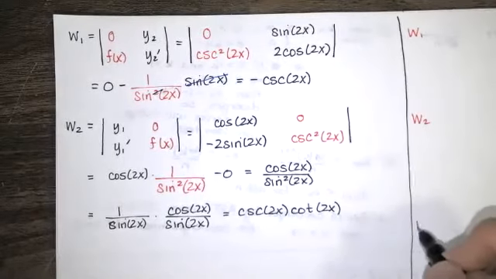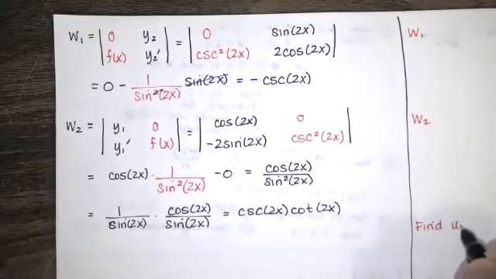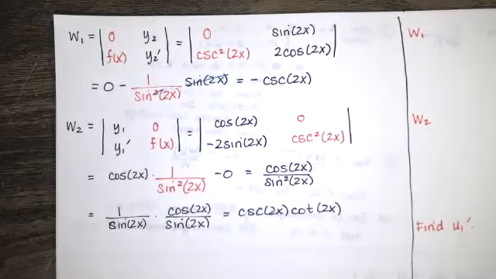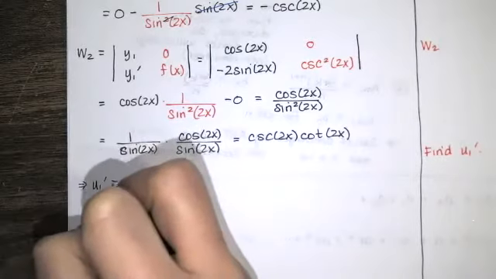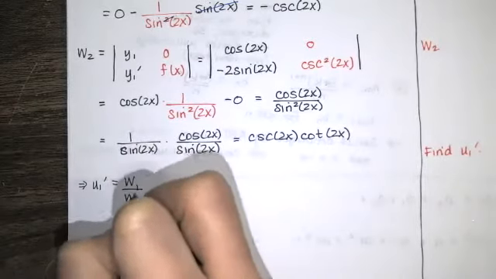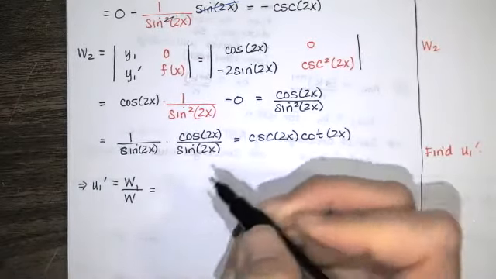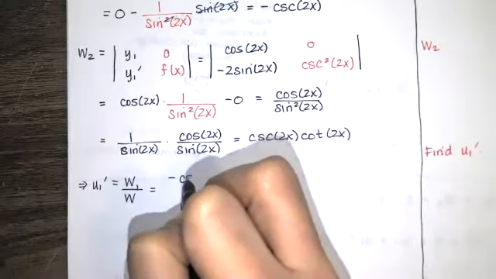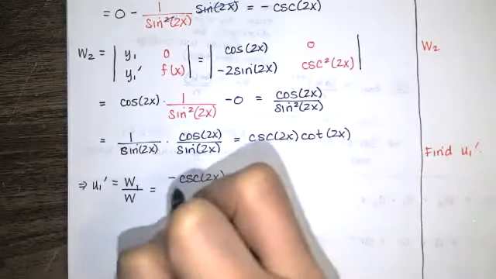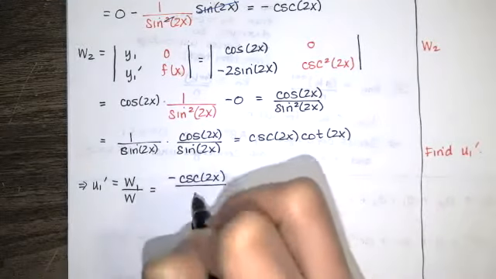And then we want to find our U1 prime and use it to compute our U1. So U1 prime was that W1 over W. In this case, W1 was this negative cosecant of 2x. W was equal to 2.